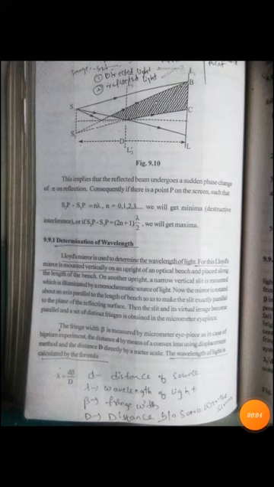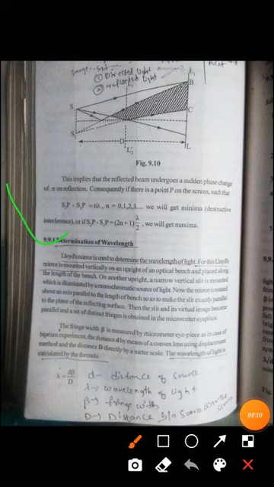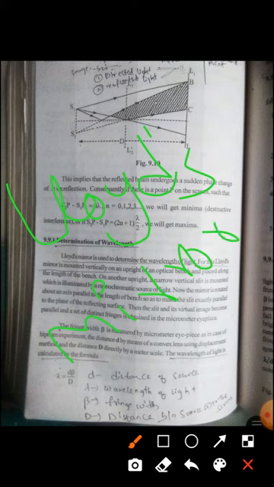Today's topic is Lloyd's mirror experiment. Lloyd devised an interesting method of producing an interference pattern using a single mirror, and using almost grazing incidence. The Lloyd's mirror is polished on the front surface, which is displayed on the screen.